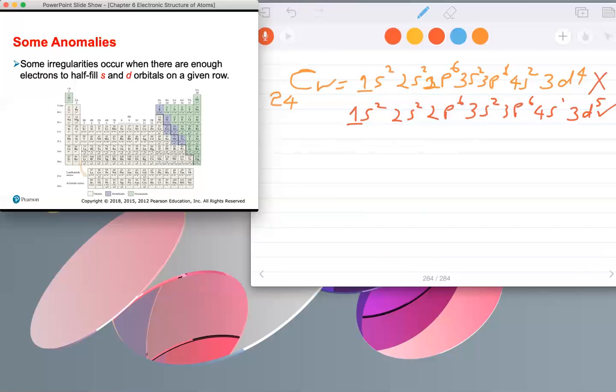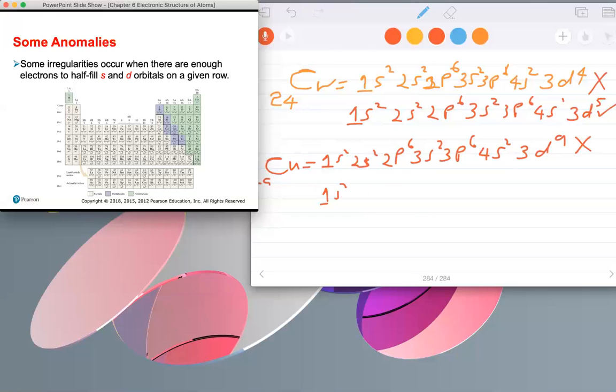The other one is, you'd expect copper, number 29. All right, if we write the electron configuration 1s2, 2s2, that's 4, 2p6, that's 10, 3s2, 3p6, that's 18, 4s2, that is 20, and then 3d9. You expect that to be the right answer, but that is wrong.